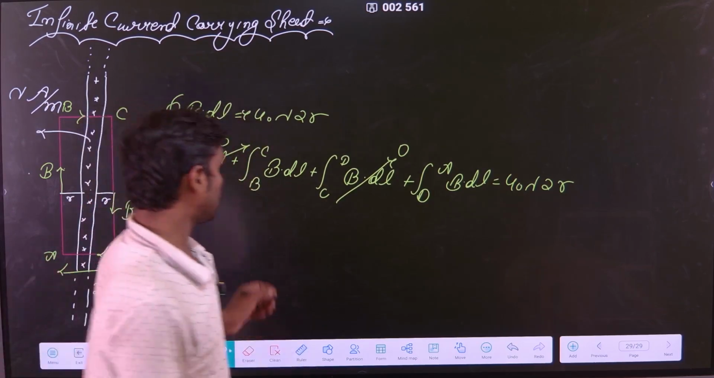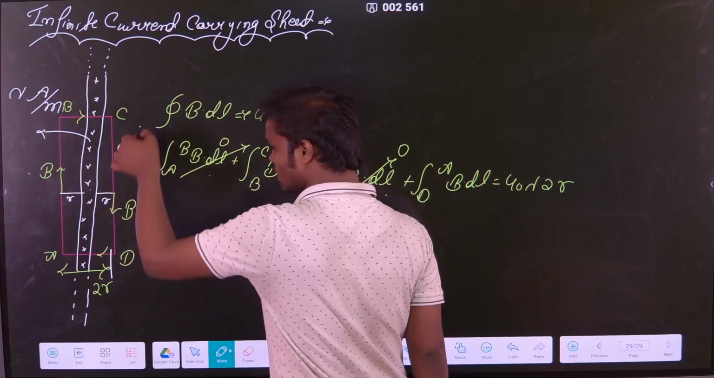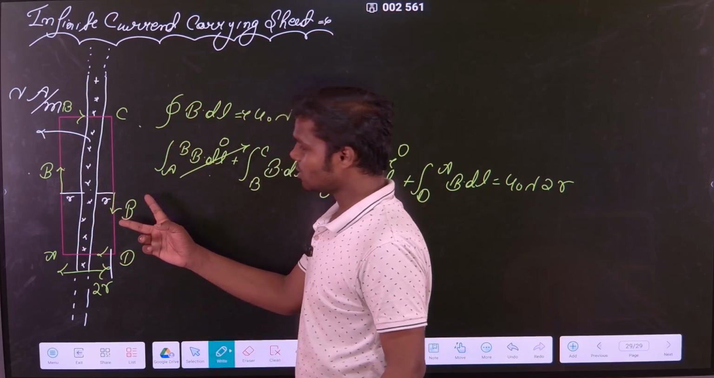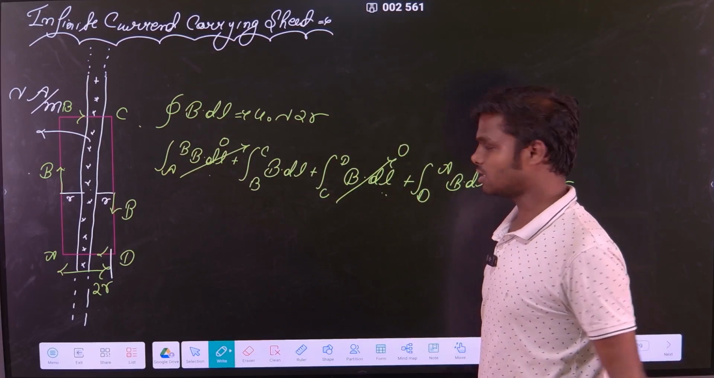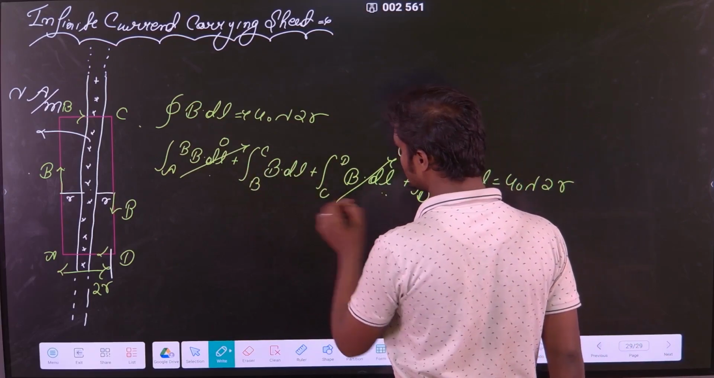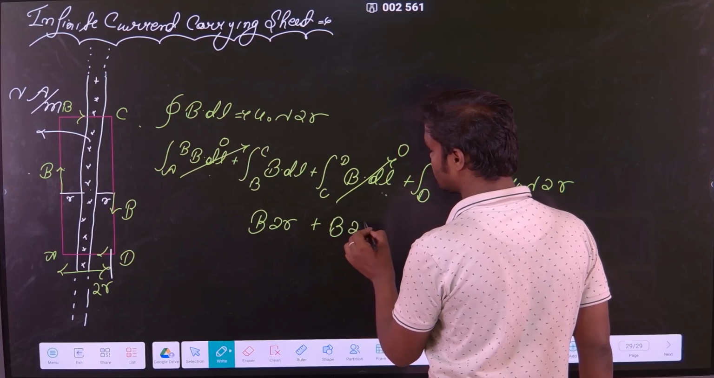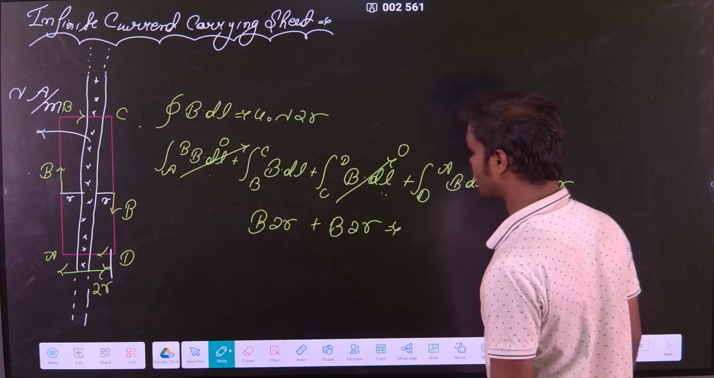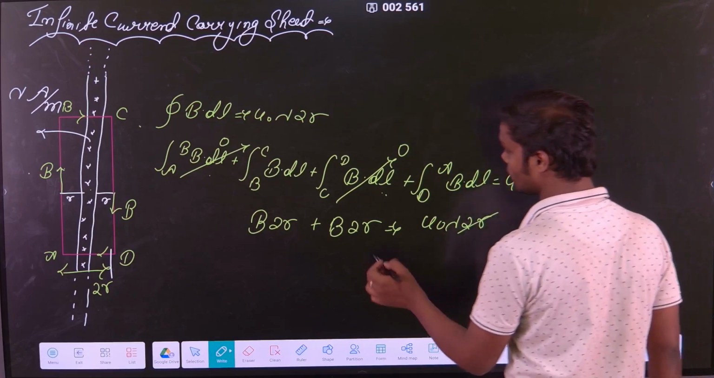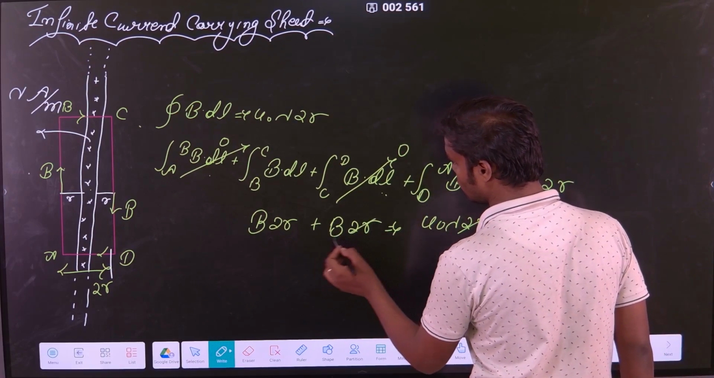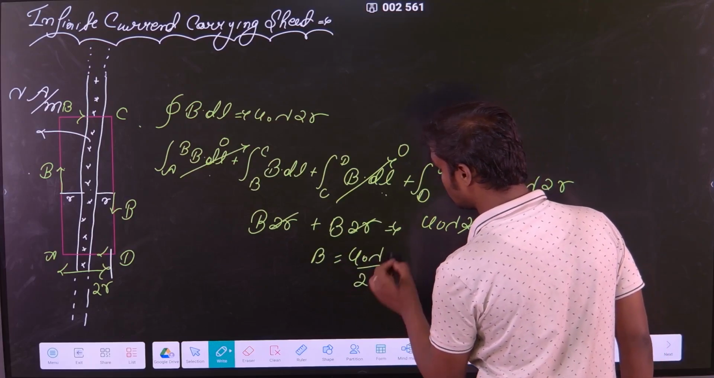So that is why I can say that due to these two, because if I am taking this as a positive value, I have to take this as a negative value, so automatically these two will become 0. We are left with only these two surfaces, and that is nothing but B into 2r plus B into 2r, which equals mu naught lambda by 2r. So the 2r will cancel out, and you will get B is equal to mu naught lambda by 2.